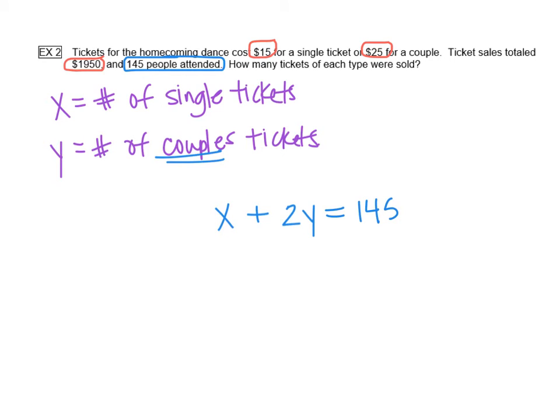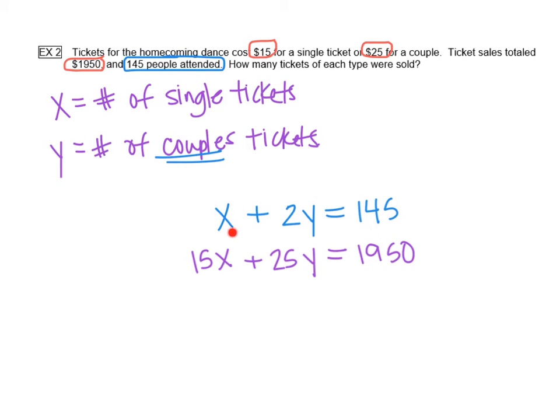All right, now let's look at our dollar amounts. We know that it costs $15 for a single ticket. So we're going to say $15 times every single ticket. And it also costs $25 for every couple's ticket. So $25 times every Y. I added those two together because we have a total sale value of $1,950. Okay, now we can solve this with substitution or elimination.